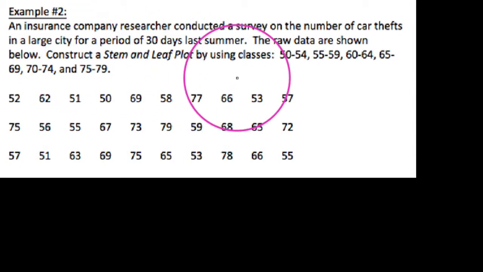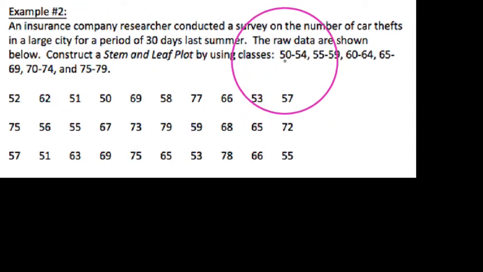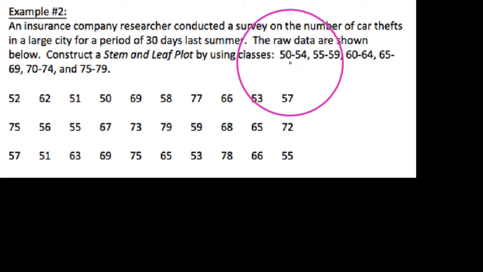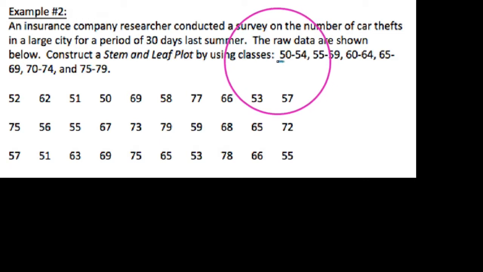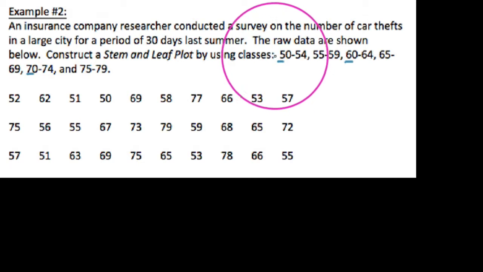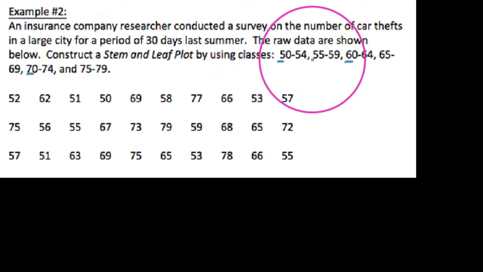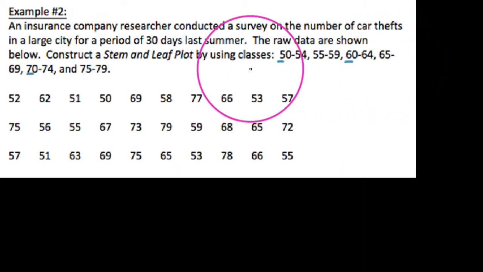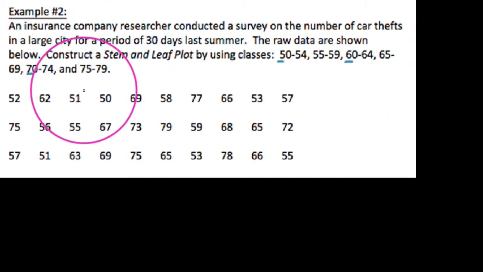Let's construct a stem and leaf plot, but this is a little bit different than normal, because when we construct stem and leaf plots, typically we only use leading digits. For instance, here I would say something in the 50s, something in the 60s, something in the 70s. But in this case, we want to use classes from 50 to 54 thefts, 55 to 59 thefts, 60 to 64, 65 to 69, 70 to 74, and 75 to 79.